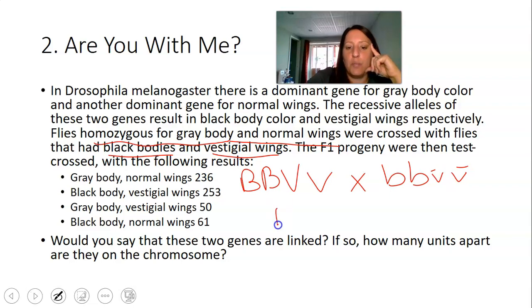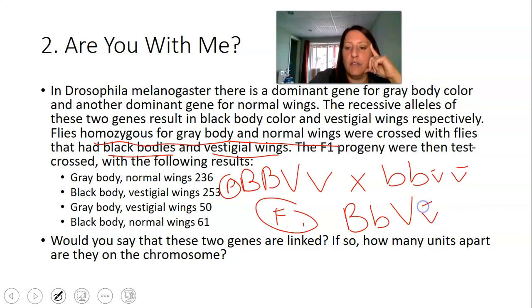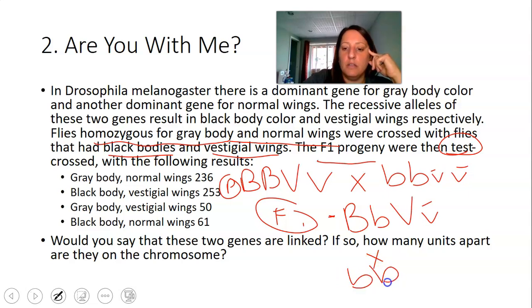And so these are the parents, and these are the F1 progeny. They're all going to be heterozygous: big B, little b, big V, little v. Now it says to take the F1 progeny and test cross them. So we're going to cross these flies with little b, little b, little v, little v flies, because the term test cross means to cross with homozygous recessive.